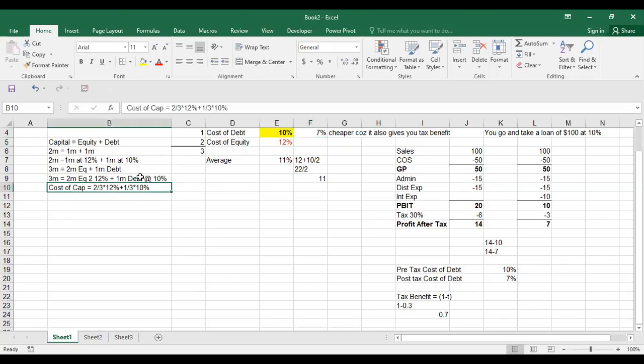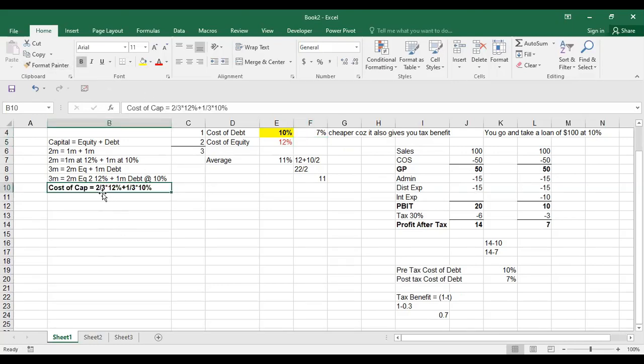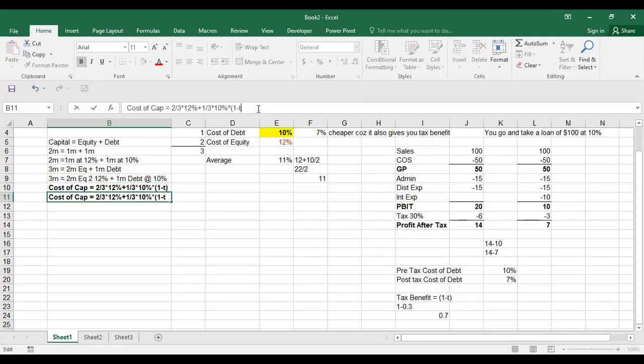So here when we go back to our cost of capital, we say that cost of capital is 2 out of 3 into 12% plus 1 out of 3 into 10%, and you say that into 1 minus t, which means you are adding the tax benefit. And I put it here, and then in 1 minus t, I write down 0.7. And then if I want to calculate my cost of capital, I just remove this part. And now I can see what my cost of capital is. It is 10.333%.